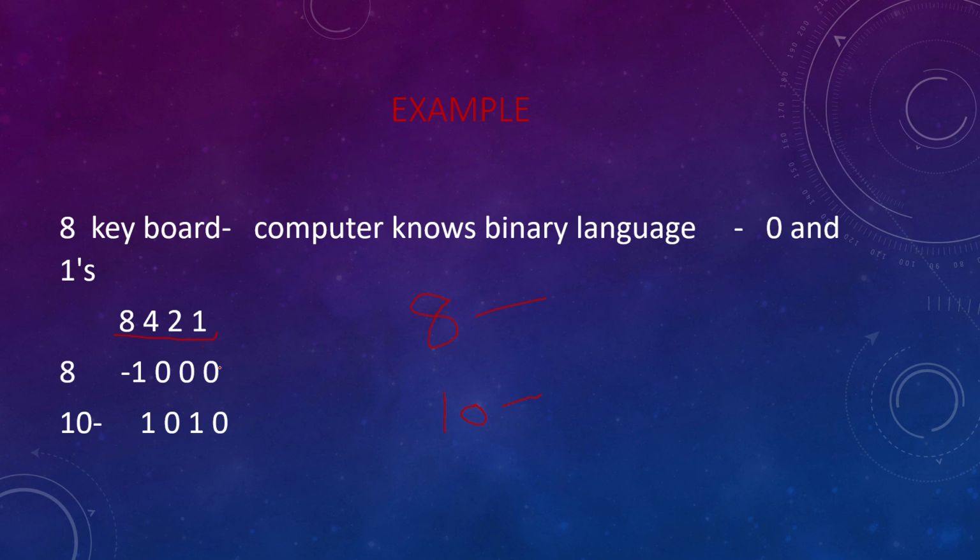So I am giving the input as 8. I take 1 here, this is the 1, so 8, and the remaining will be 0. Remaining are all zeros. Then 10 is 8 plus 2, and the remaining are zeros. So this is the binary conversion.